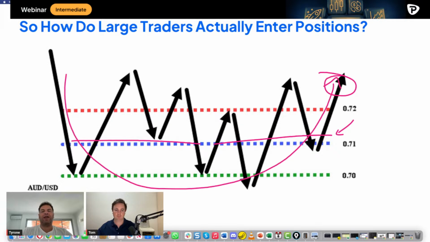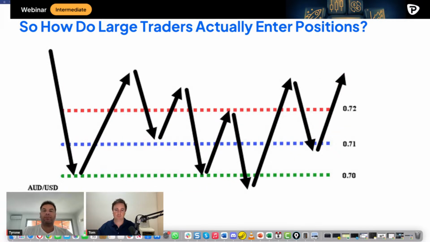So understanding the dynamic of how this works is very, very important, because big traders cannot put on a big trade at one price level because there's just simply not enough liquidity. So the price action definitely plays out in this manner.